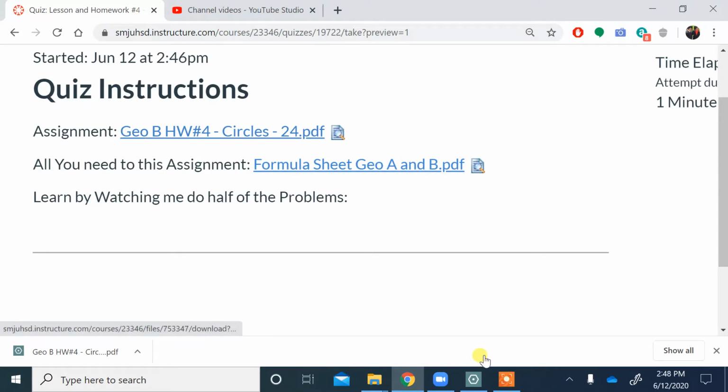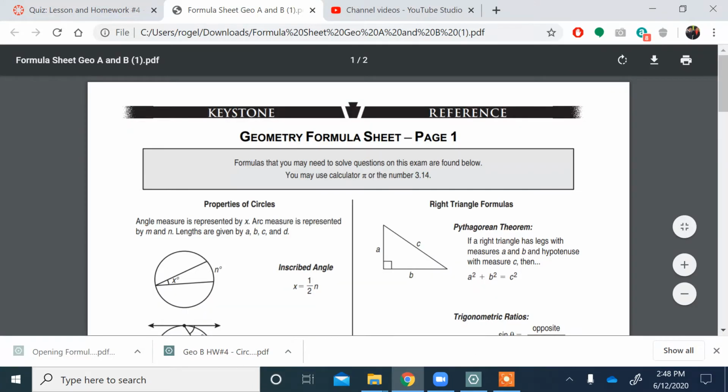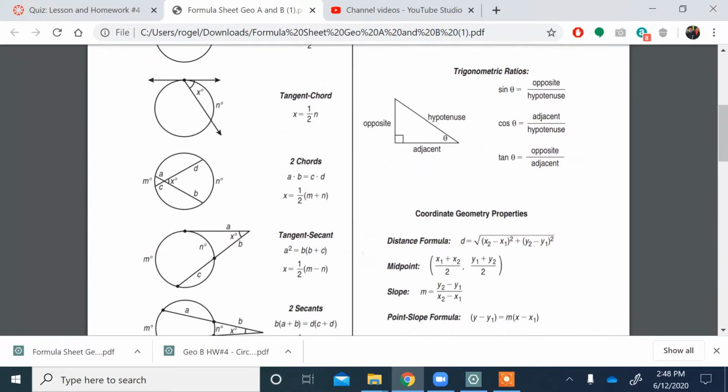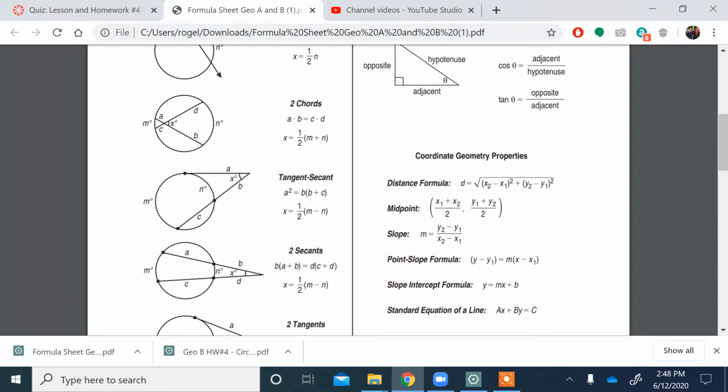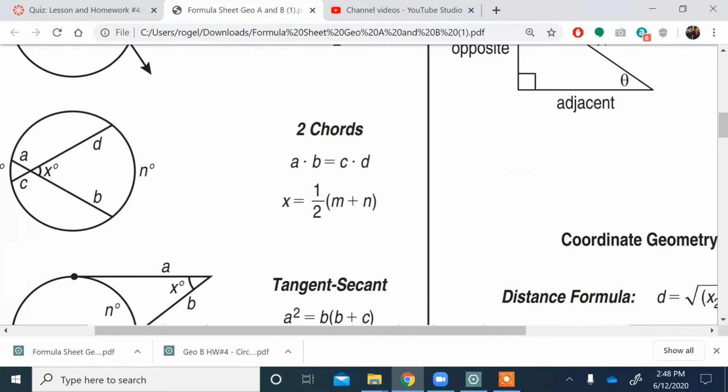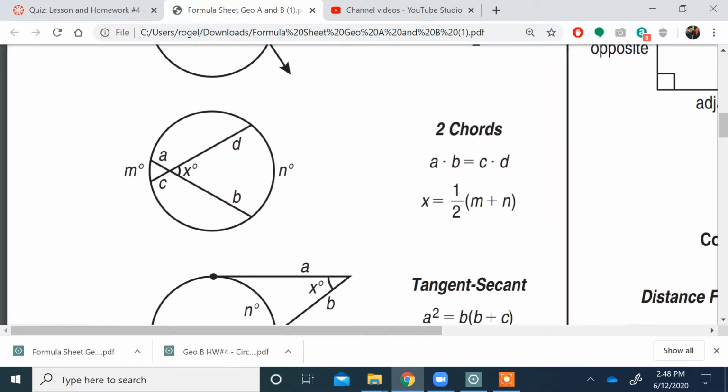Everything that we need for this assignment is right here on this formula sheet. I'm going to open it up and use it to solve all the problems that we need to solve. If you have a printer, I recommend that you print this out. Usually in a normal class, I always print this out and have it available for students because my goodness, it's so helpful to me as well.